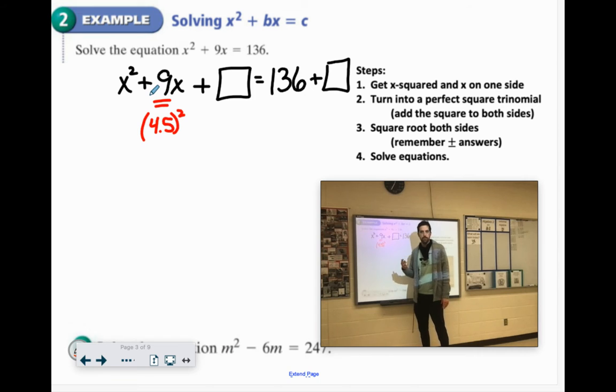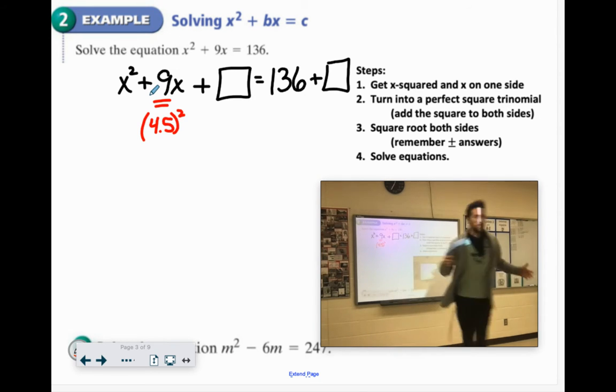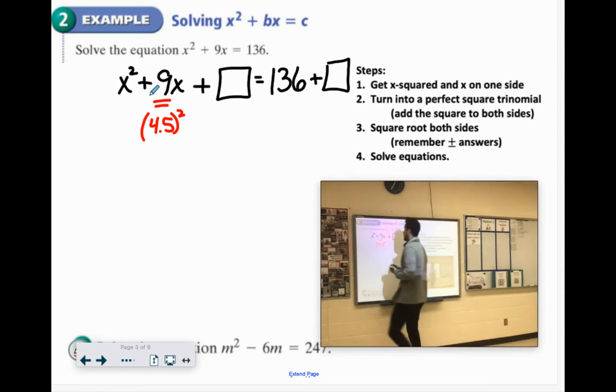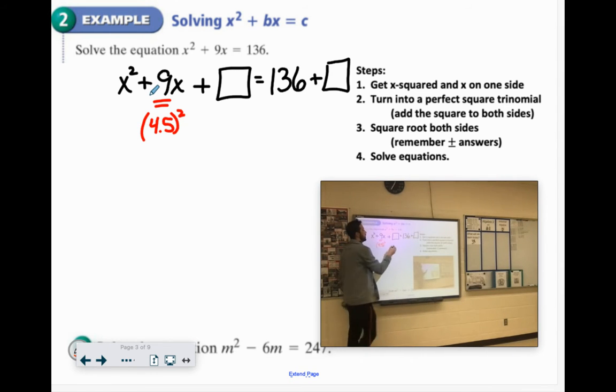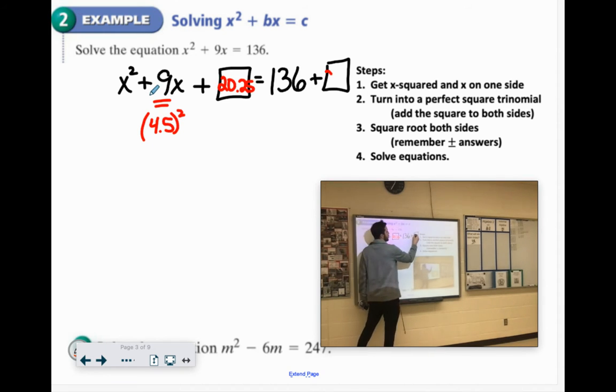Now, 4.5 times 4.5, let me get a calculator real quick. Let's see, 4.5 times 4.5 is 20.25. So whatever you get there, you're going to add to both sides. 20.25 and 20.25.